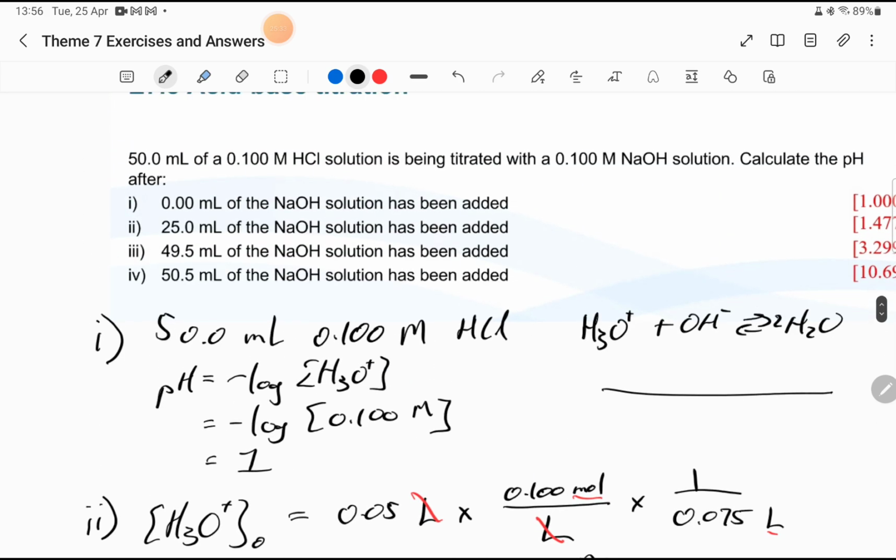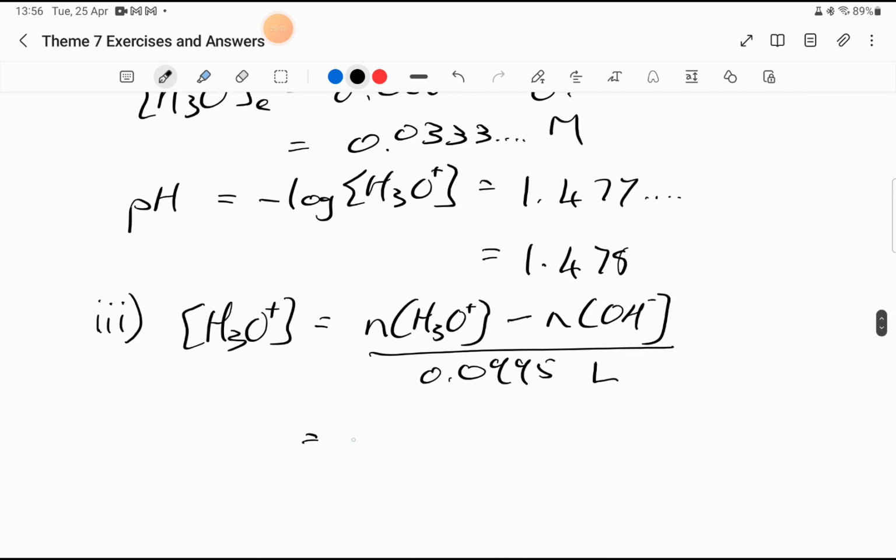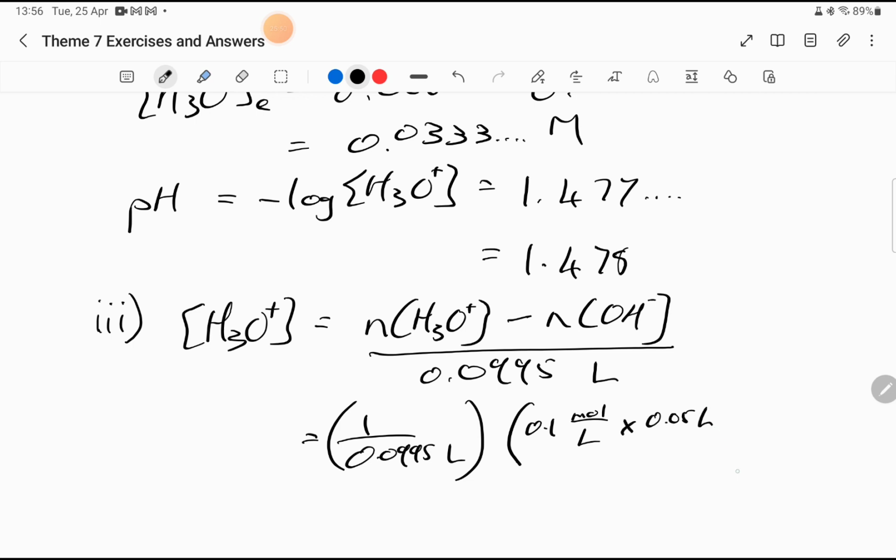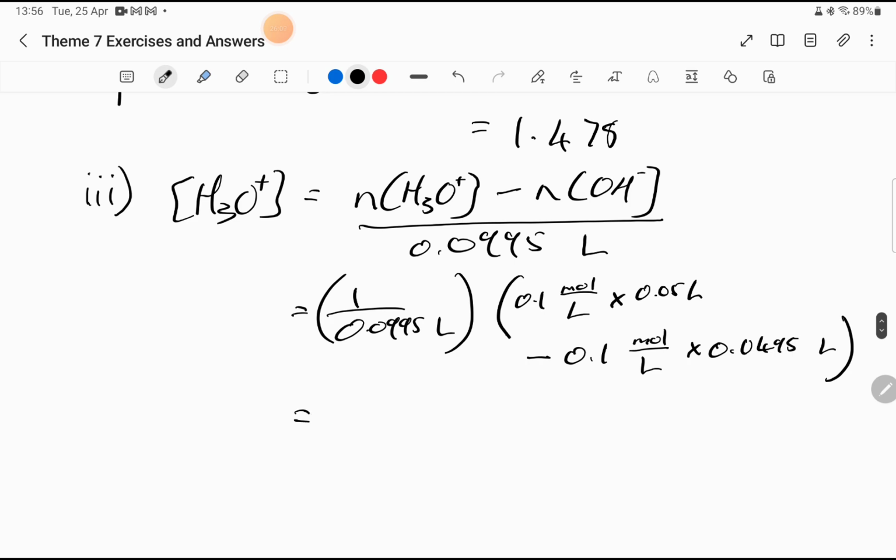So the mole amount, this will be our concentration, 0.1 mole per liter times 0.05 liters minus our mole amount of the hydroxide, 0.1 mole per liter, and we've added 49.5 ml, 0.0495 liters, divided by volume.